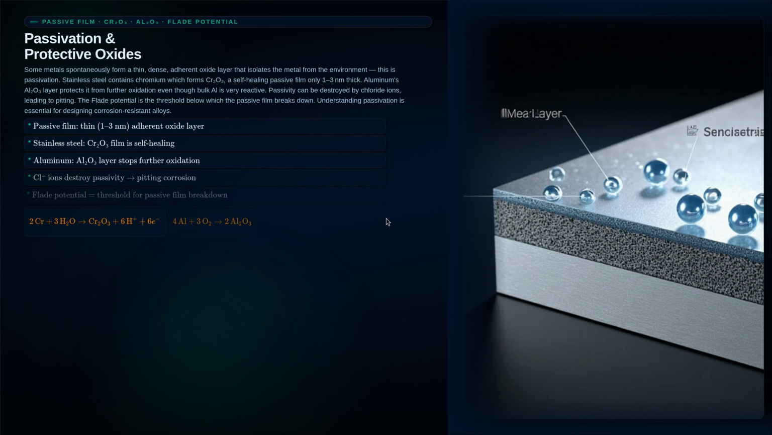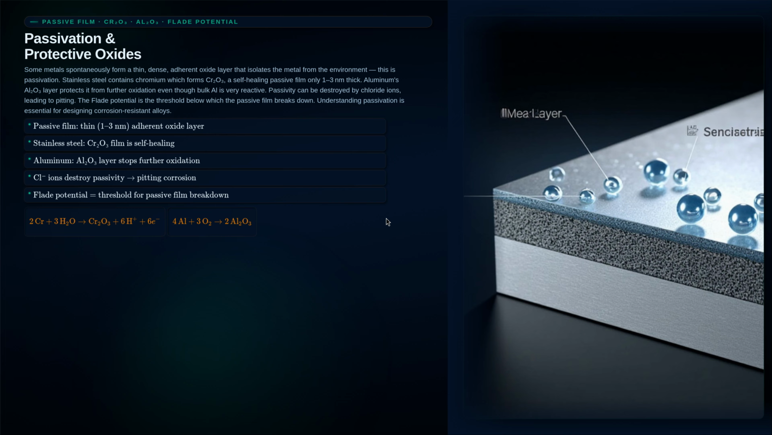Some metals spontaneously form a thin, dense, adherent oxide layer that isolates the metal from the environment. This is passivation. Stainless steel contains chromium, which forms chromium oxide, a self-healing passive film only 1 to 3 nanometers thick. Aluminum's aluminum oxide layer protects it from further oxidation, even though bulk aluminum is very reactive.